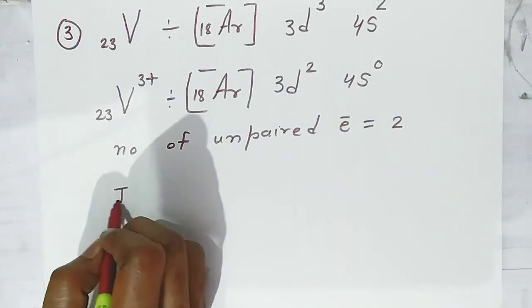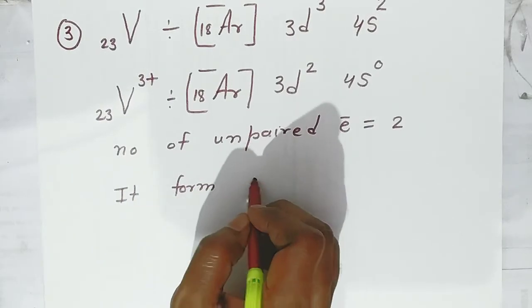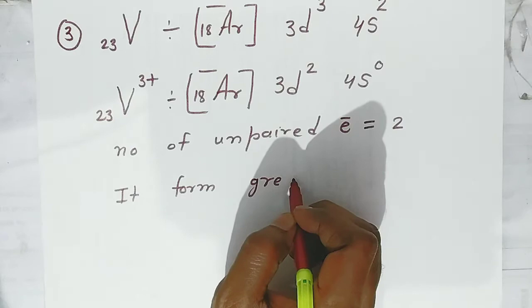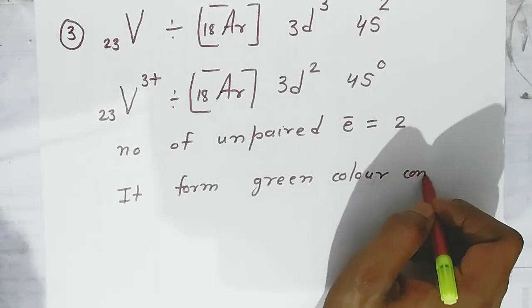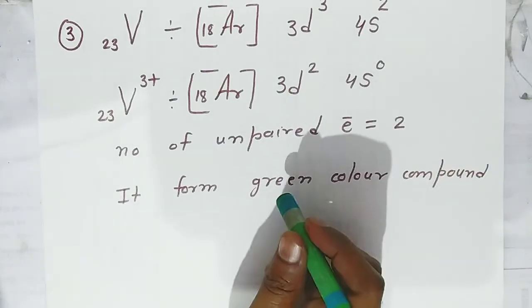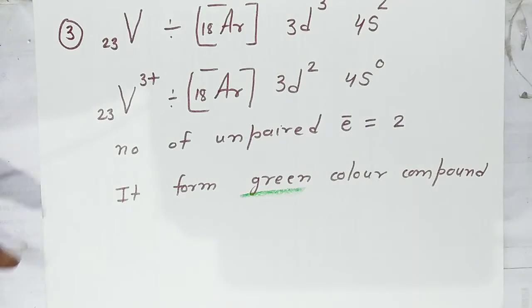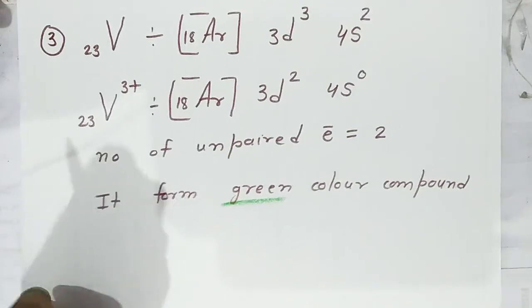When you see the compound students, which color does it form? Green color. This vanadium 3 plus always forms a green color compound. Green color compound, students. Now see here, green. This is a very important word, students. Now students, we have seen the vanadium 3 plus.